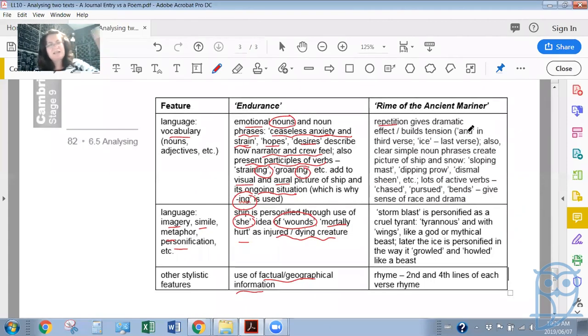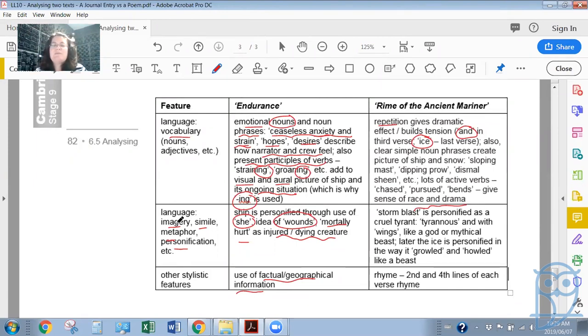Ice was here and ice was there. And in that third verse, ice is repeated to emphasize the idea of ice being around everywhere. Also, clear, simple noun phrases create a picture of ship and snow. So things like sloping mast, dipping prow, dismal sheen. There's also lots of active verbs such as chase, pursued, bend, which give a sense of race and drama. They have to outrace this wind that's blowing them.